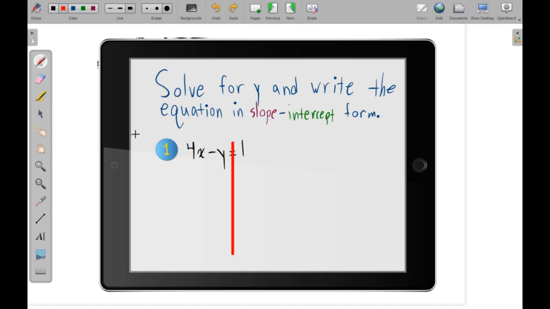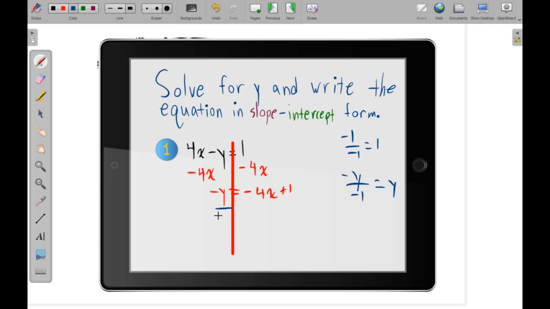So the opposite of addition, because this 4x is positive and we want to get rid of it, is subtraction. So we're going to subtract 4x from both sides to get negative y equals negative 4x plus 1. We want just y. Do you agree anything divided by itself is 1, right? So negative 1 divided by negative 1 is just 1. So negative y divided by negative 1 equals y.